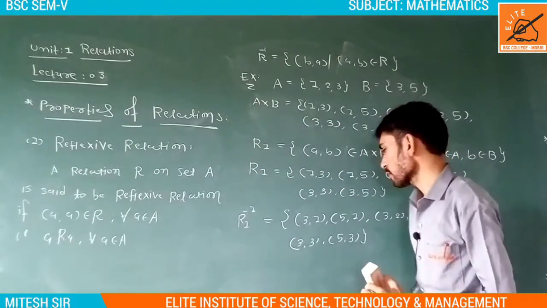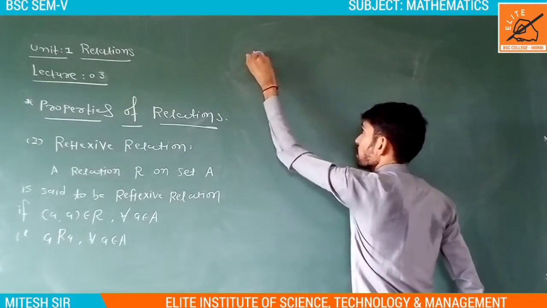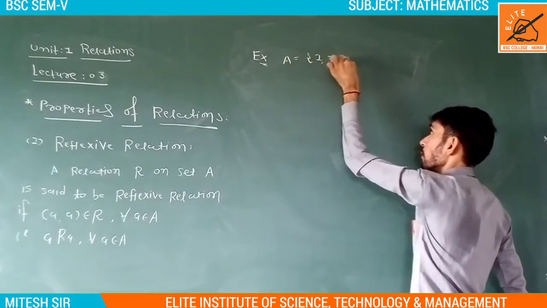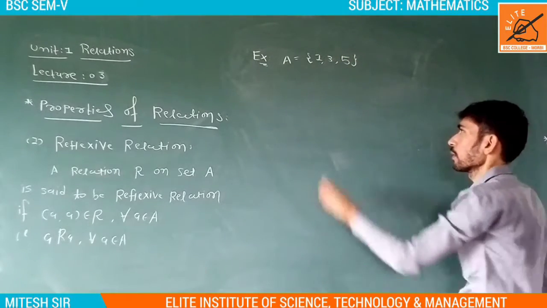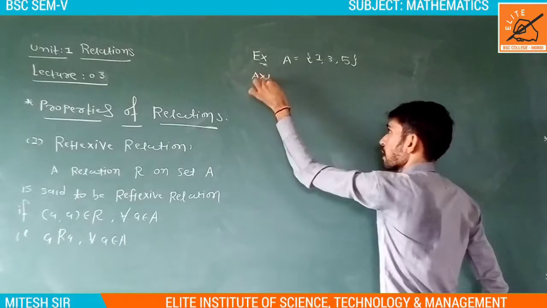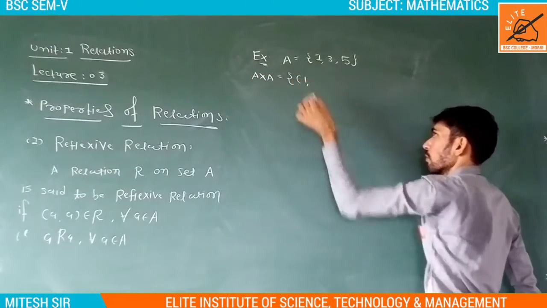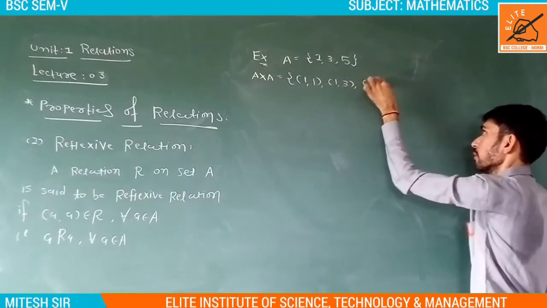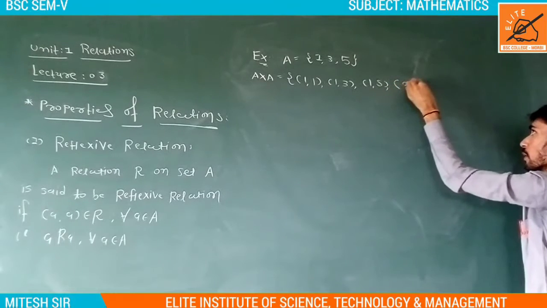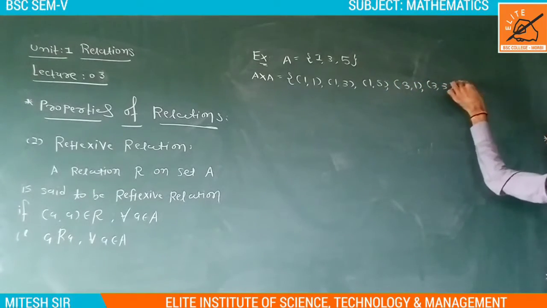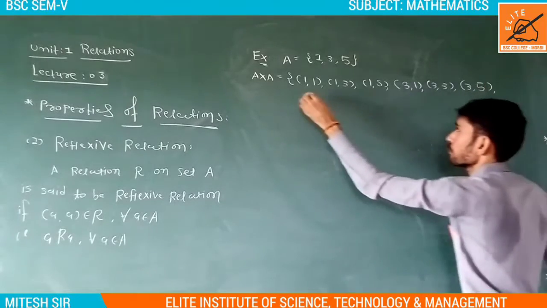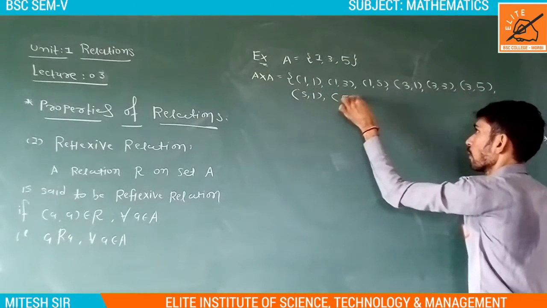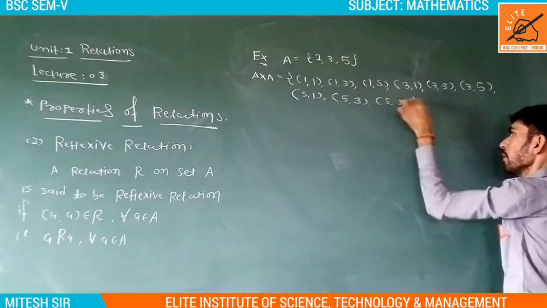Here we understand through examples. Now we discuss isolated examples. Here we consider the set A is equal to {1, 3, 5} and we define the Cartesian product on set A itself. So Cartesian product A cross A contains the pairs (1,1), (1,3), (1,5), (3,1), (3,3), (3,5), (5,1), (5,3) and (5,5).